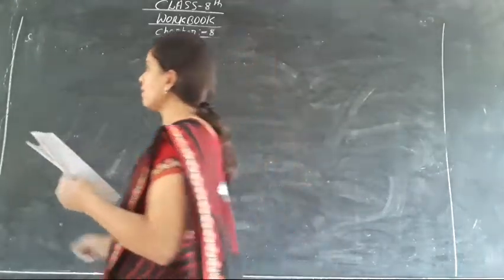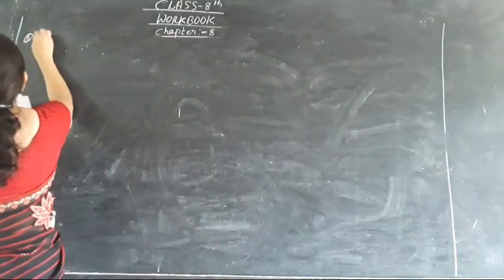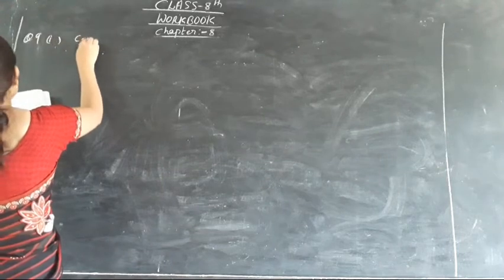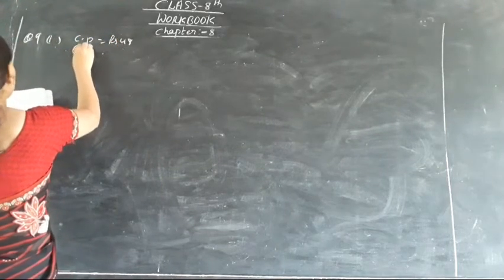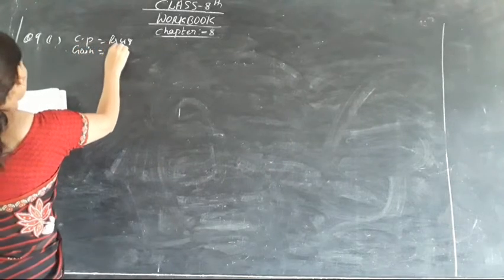What is given in this first part of question number 9? Here it is given that CP is equal to rupees 48. Then gain percent, gain, that means you can write a profit also over there.